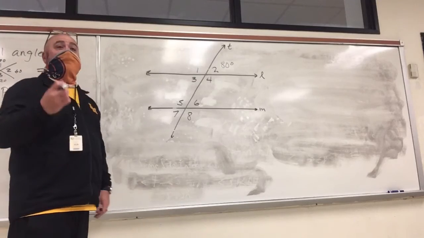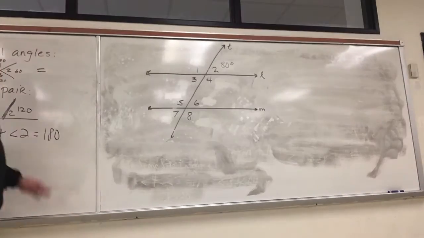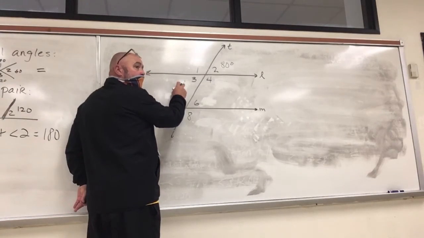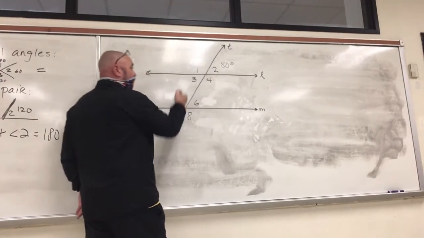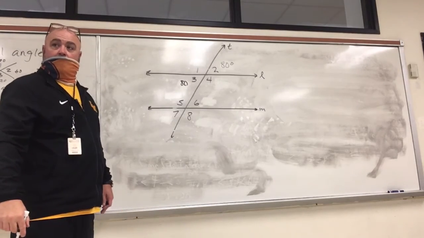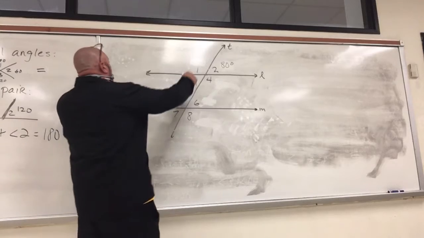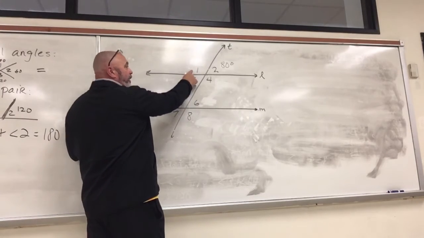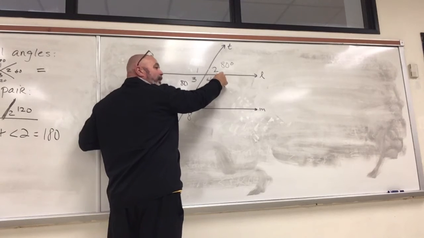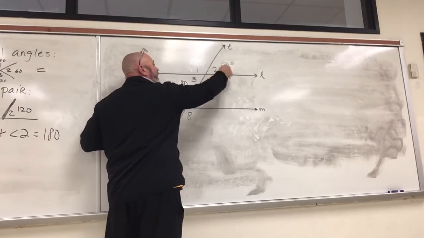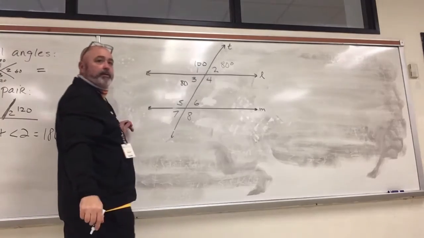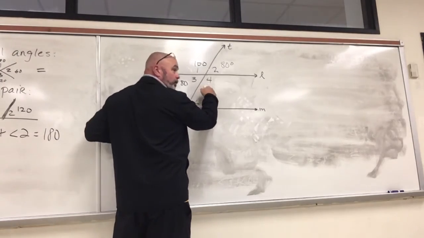I can go right off the bat and use what I learned today, vertical angles. What's angle 3 equal to? Well, it's a mirror image of 2, so it would be 80 degrees. Then angle 1: angle 1 and angle 2 are a linear pair, and they make 180, so 180 minus 80 is 100. That's 100 degrees. What's angle 4 equal to?